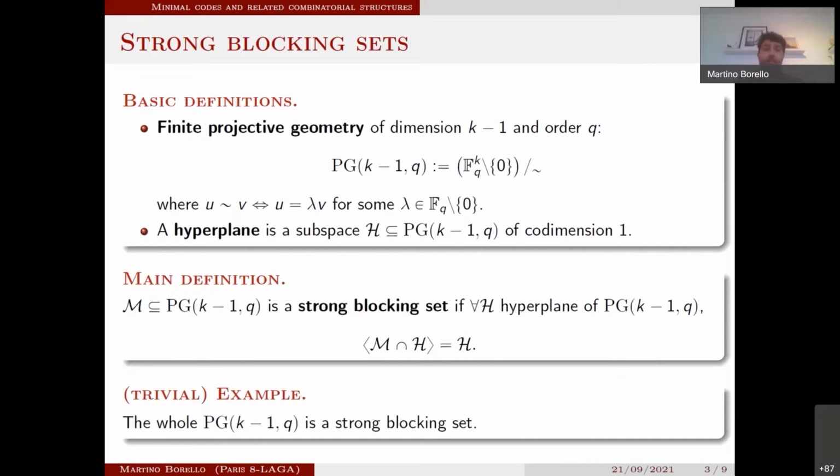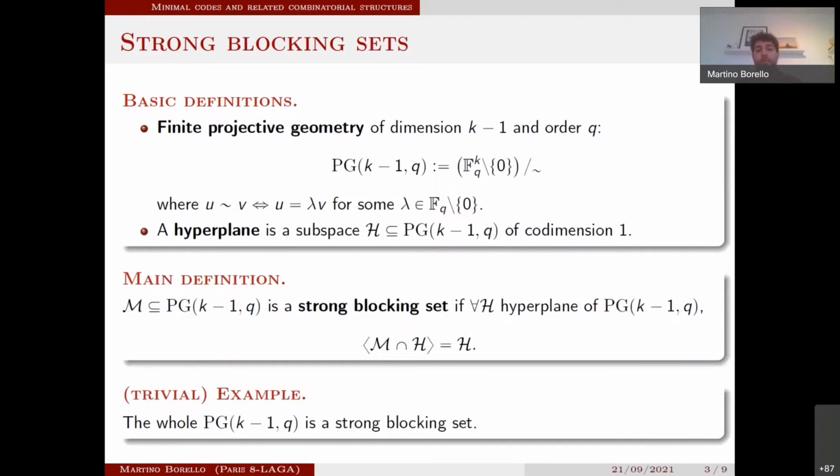On the other side of this talk, there are objects in combinatorial structure in finite projective geometry. Defining projective geometry of dimension k minus 1 and order q is the set of points which are non-zero vectors up to a scalar multiple.